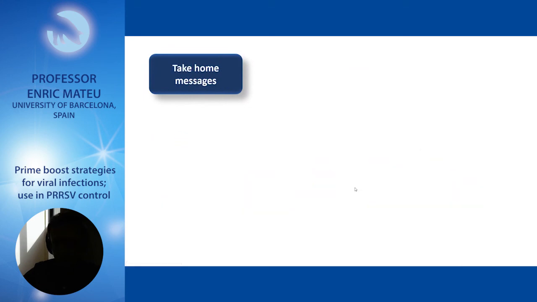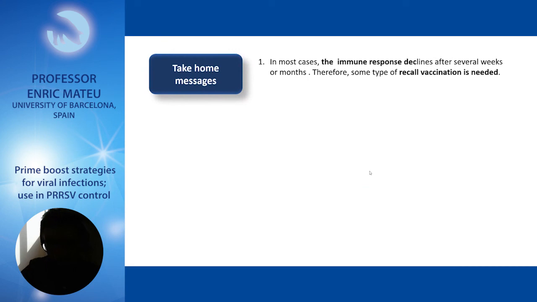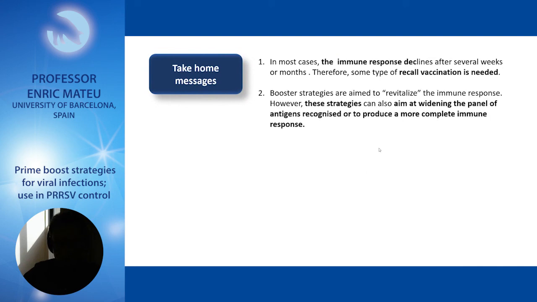So just going for the last slide before the questions, some take-home messages about this prime boost strategy. The first one is to be clear that the immune response declines after several weeks or months in most cases, so some type of recall vaccination is needed. The second is that these booster strategies are aimed to revitalize the immune response. However, this strategy can aim at different things, for example, at widening the panel of antigens recognized, or to produce a more complete immune response. In each case, we will need different things.